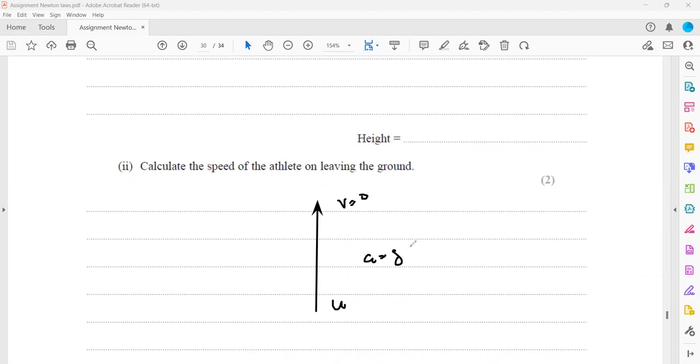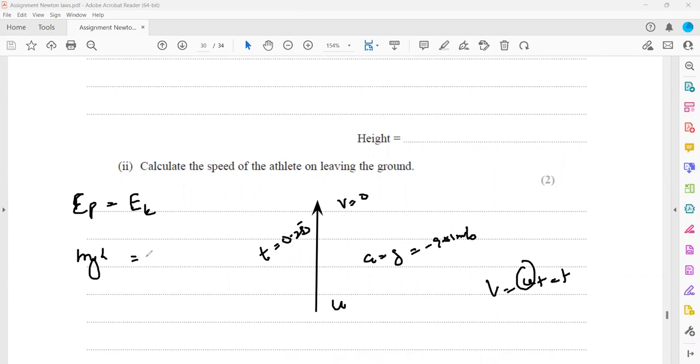The acceleration is due to gravity, minus 9.81 meters per second squared, and the time you'll take is 0.25 seconds. So just use the equation of motion V equals U plus AT and work out the initial speed from this. Or you can also use gravitational potential energy equals kinetic energy. So mgh equals half mv squared. m will cancel with m. So gh equals half v squared. You can also use this formula, as I did not mention there's a loss of energy.